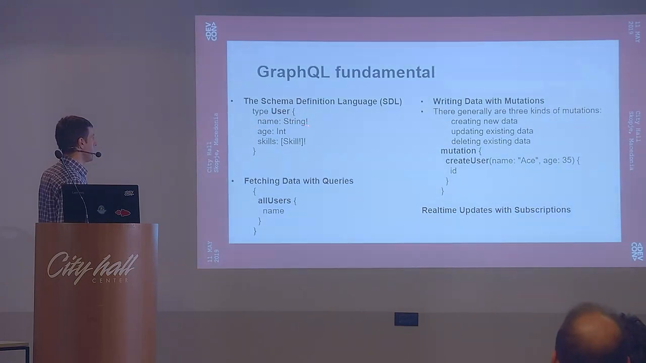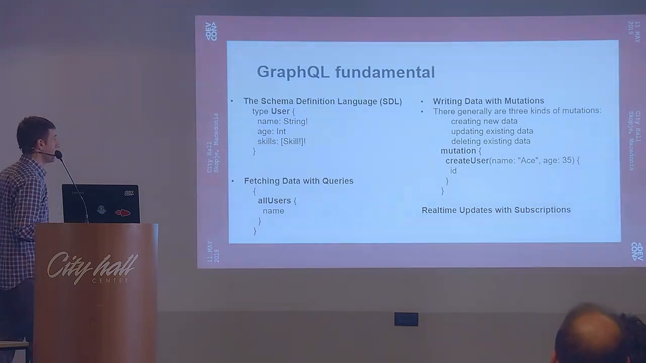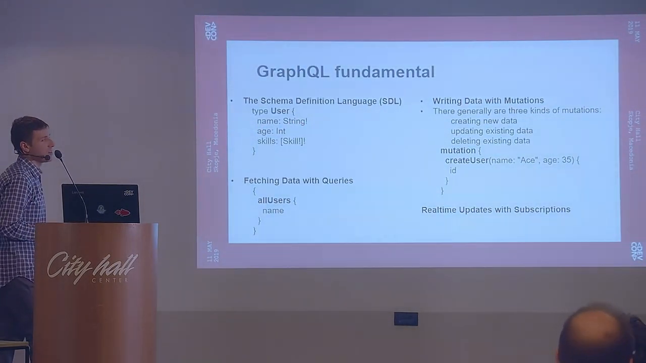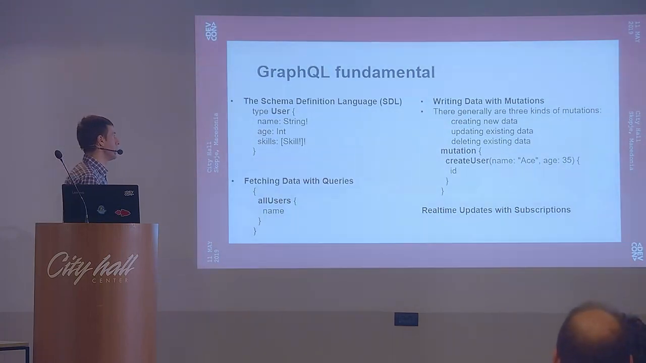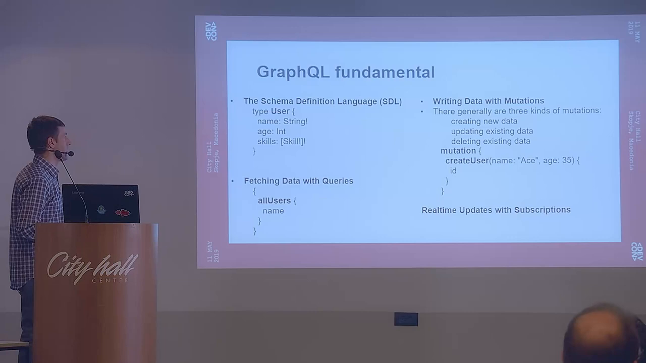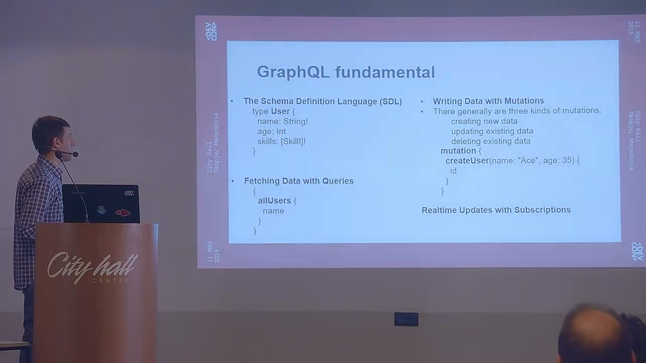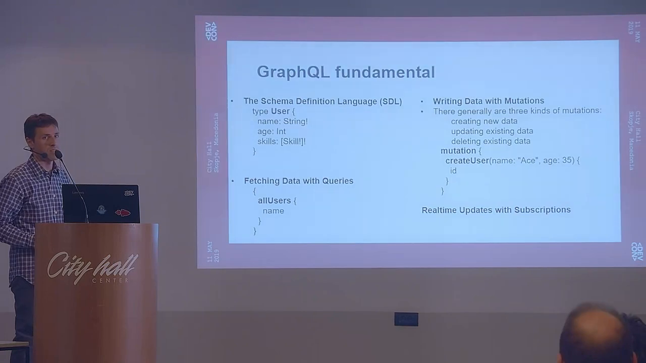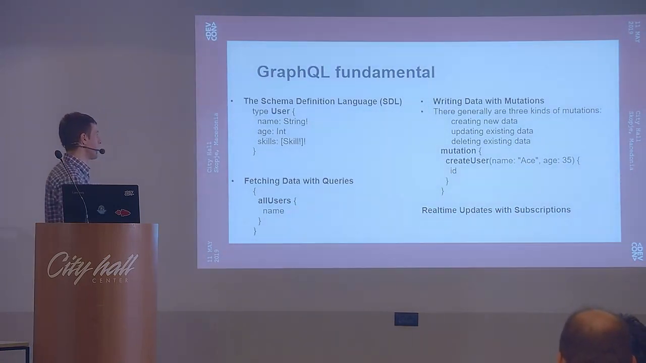We have an exclamation mark to mention that this field would always return a value, so it would be a nominal field in the request when we get the data. And the square brackets would mention that this is an array, as is usual in every programming language.